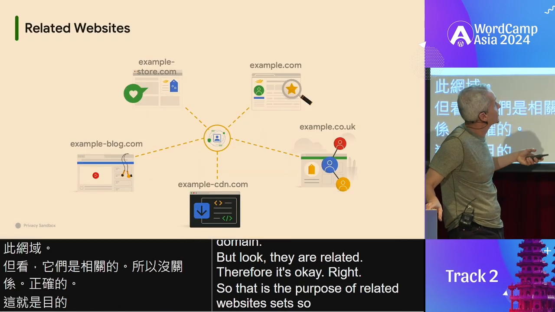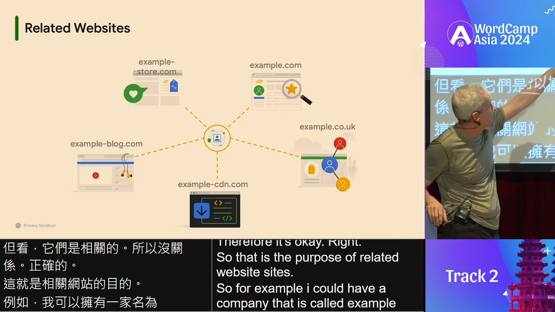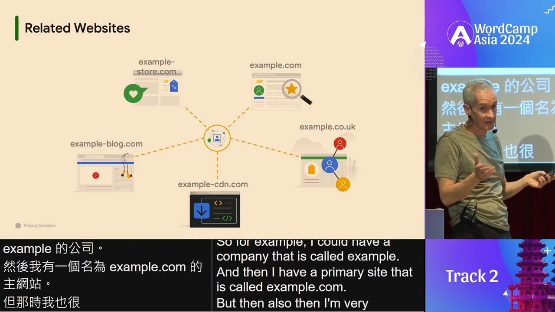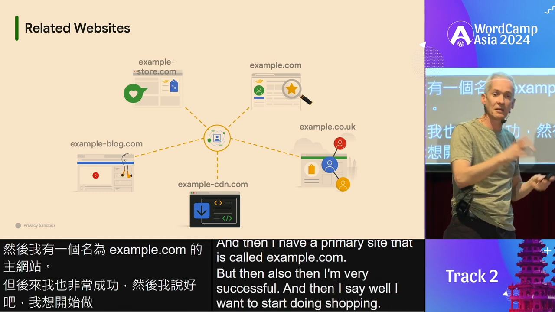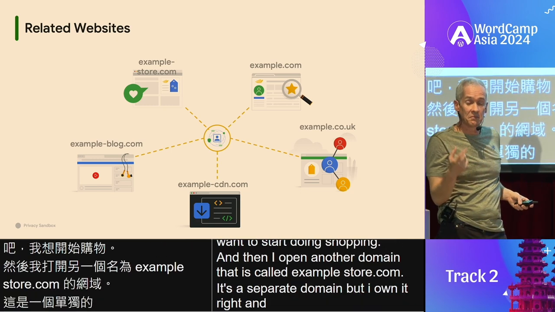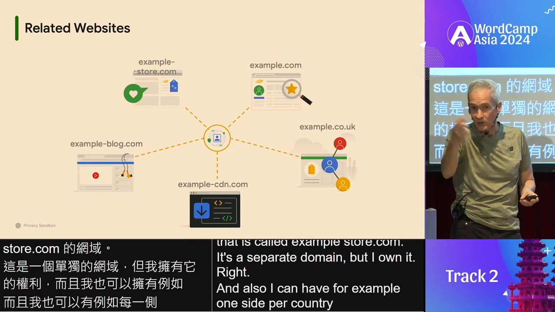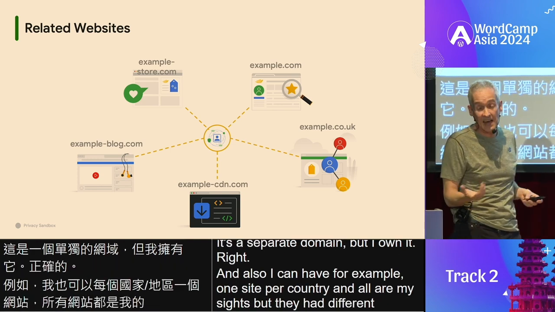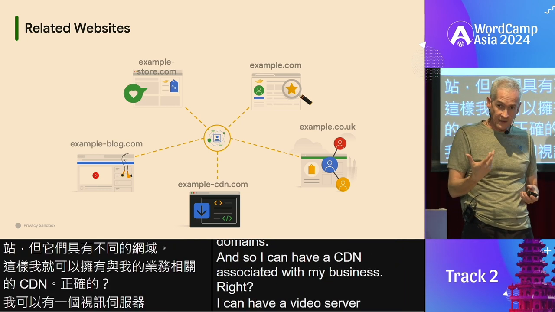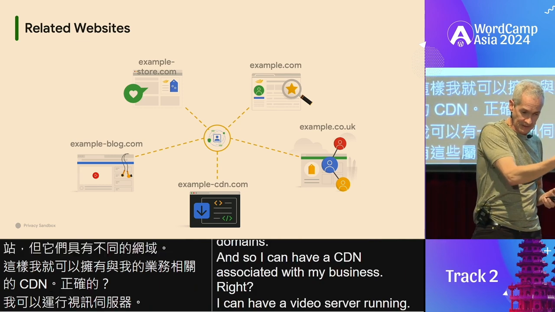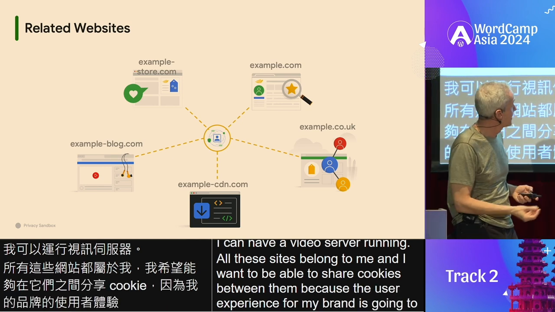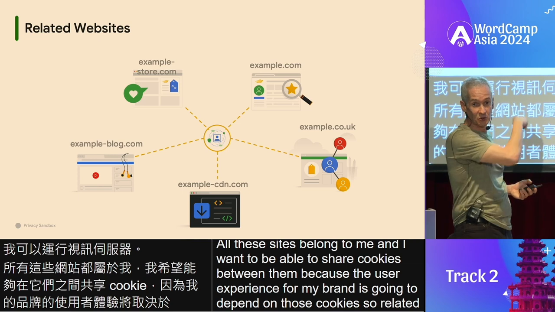So for example, I could have a company that is called example, and I have a primary site that is called example.com, but then I'm very successful, and I say, well, I want to start doing shopping, and then I open another domain that is called examplestore.com. It's a separate domain, but I own it, right? And also I can have, for example, one site per country, and all are my sites, but they have different domains. And I can have a CDN associated with my business, right? So I can have a video server running. All these sites belong to me, and I want to be able to share cookies between them because the user experience for my brand is going to depend on those cookies. So related website sets allows us to define this kind of thing.